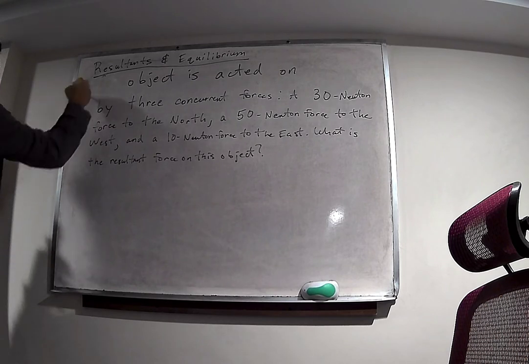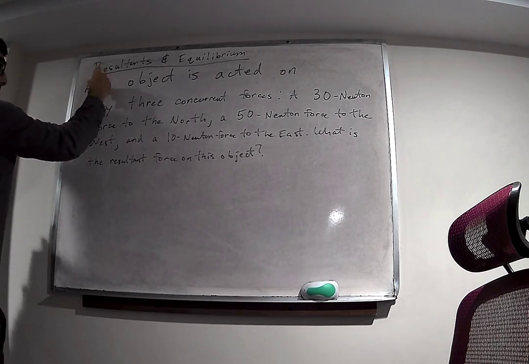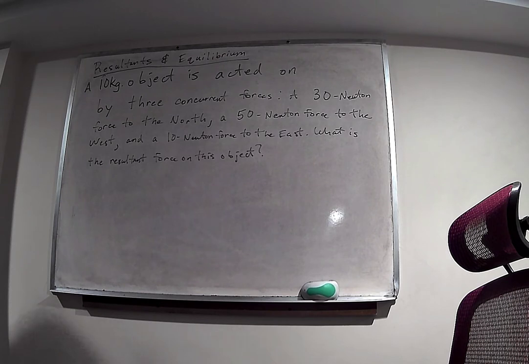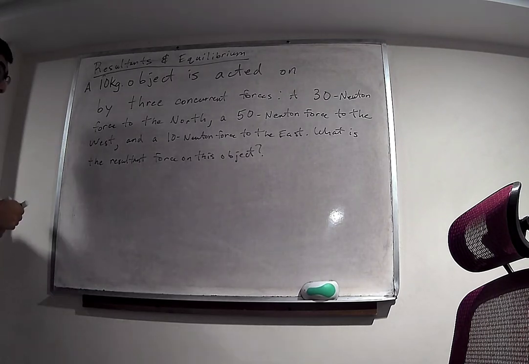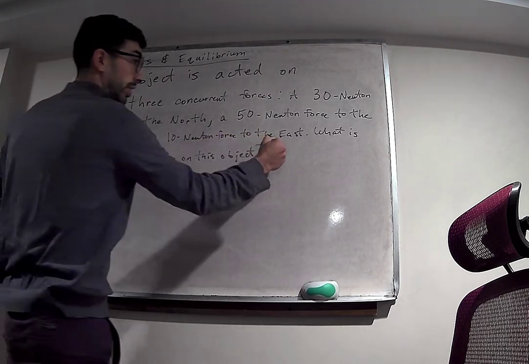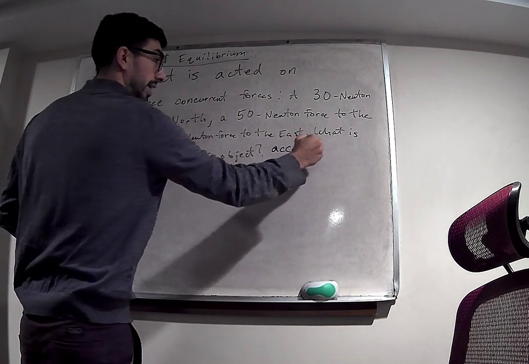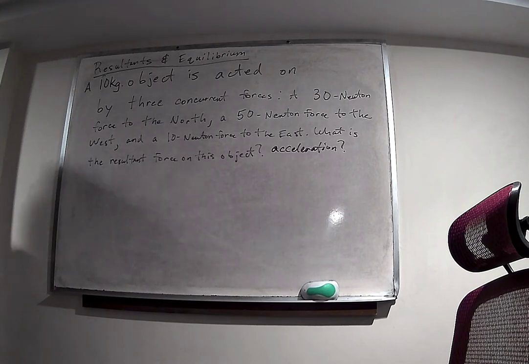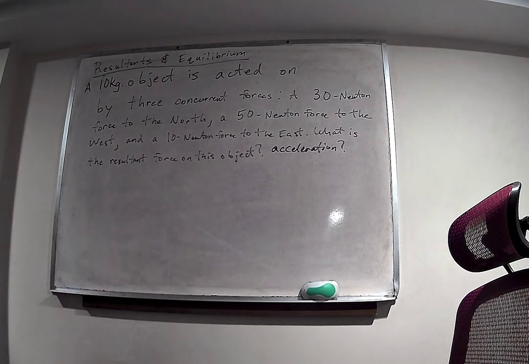So I've set up a sample problem here, and I'm going to have a 10 kilogram object. It's acted on by 3 concurrent forces: a 30 Newton force to the north, a 50 Newton force to the west, and a 10 Newton force to the east. I want to know what the resultant force is on this object, and I also want to know the acceleration this object will experience. That's kind of the first part of this. So let's explore this idea together.